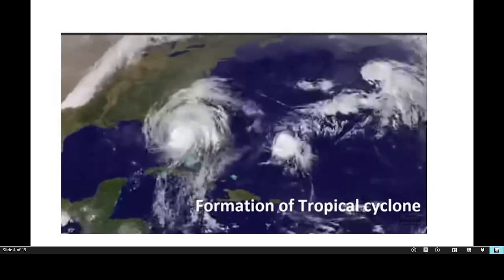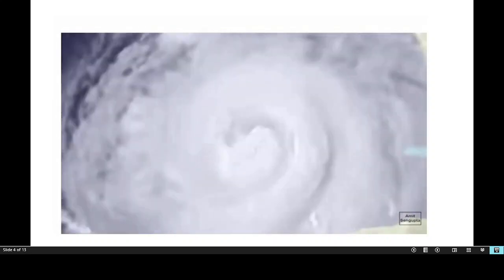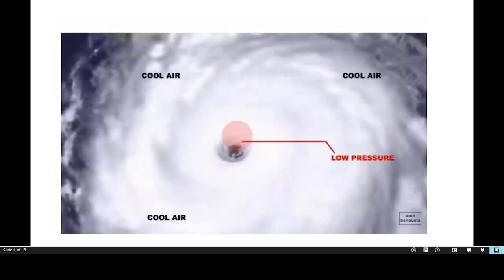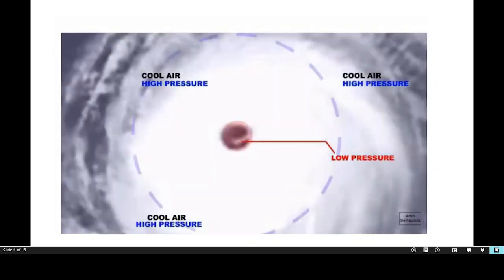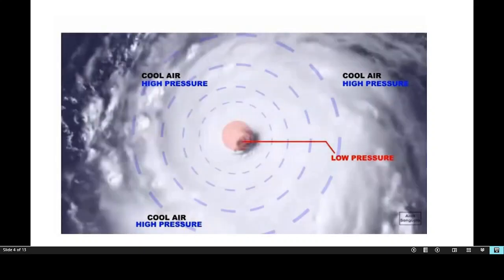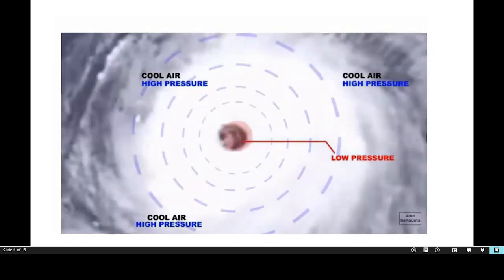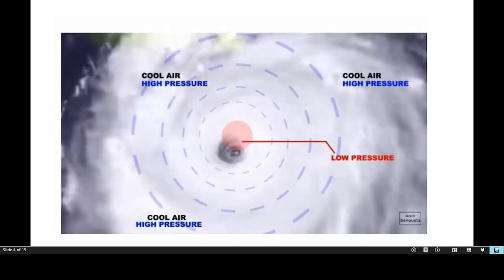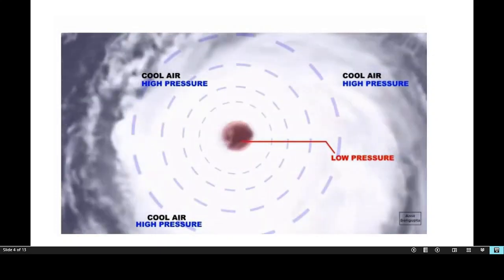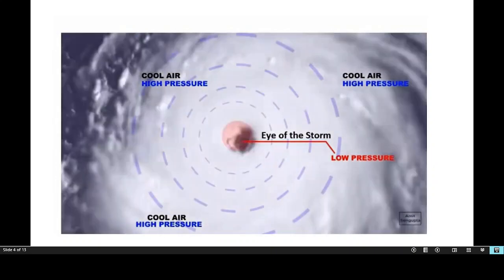Now let's understand how air turns into a storm and what causes the spinning of a cyclone. When you look at the movement of a cyclone, at the center of every cyclone or hurricane, you will find an area of low pressure, which attracts the cool air. Since we know that air moves from high pressure area to low pressure area, that means the outer area of a cyclone consists of cool air coming from high pressure area, which surrounds the central low pressure area. This region is called the eye of the storm or center of the storm.